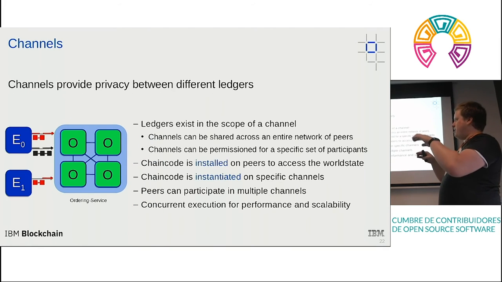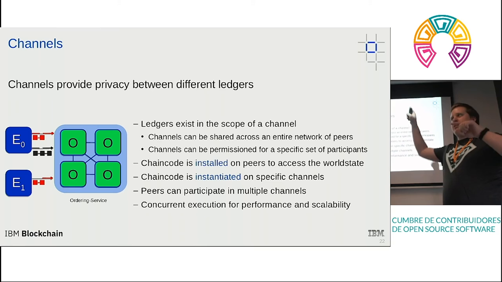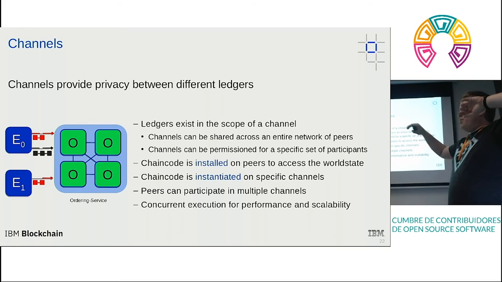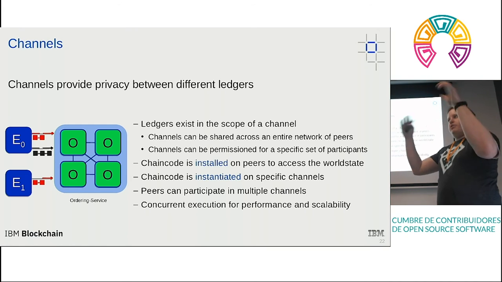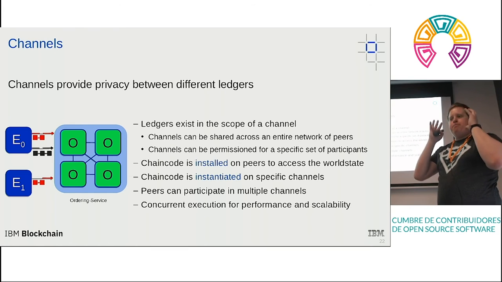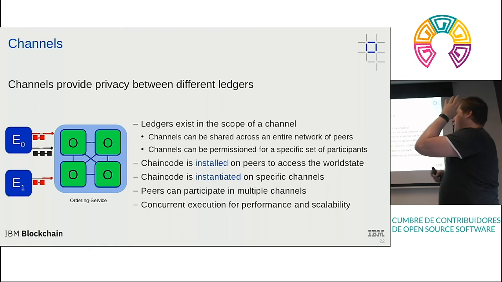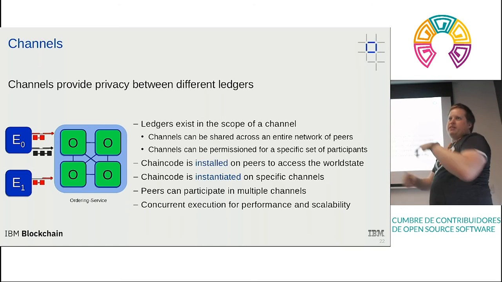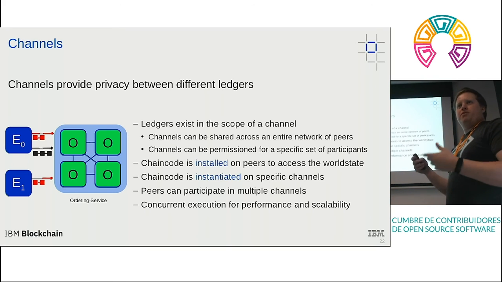Channels is the idea that as your company interacts with many different companies, the companies you interact with are not necessarily part of the same network. A channel is a way that you can do business with one company over here and then do business with a different company using the same peers. Or maybe you do different business with the same company. You say, okay, this is my lettuce channel, and this is my toy bicycle channel. Those are the transactions that you run on each of them. So they're separated, but they may do the same operations just with different objects.